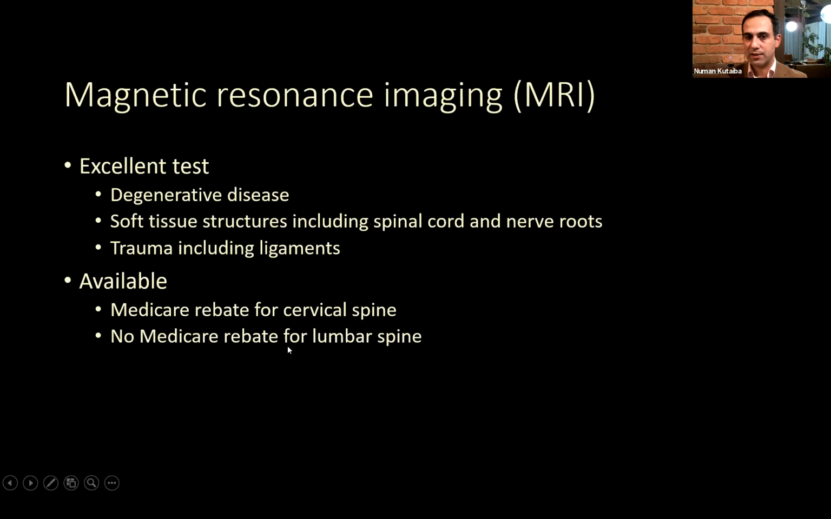With magnetic resonance imaging, so MRIs, imaging of the soft tissues of the spine is very important, and it's essential for assessment of nerve impingement. It's an excellent test for degenerative disease in general. It shows the soft tissue structures, including the spinal cord itself and the nerve roots very well. And it's done in the trauma setting as well for ligamentous injuries.